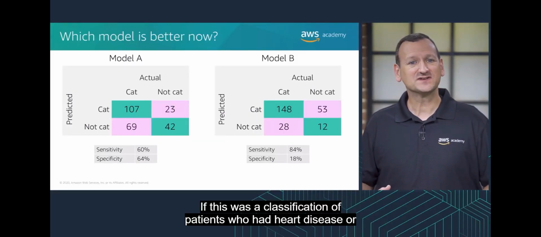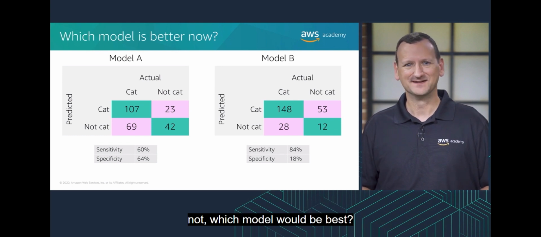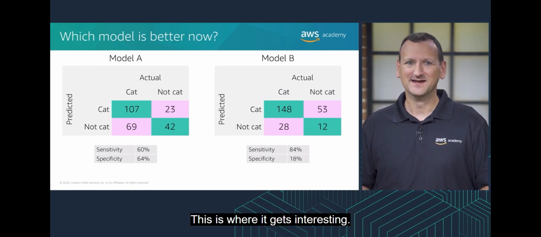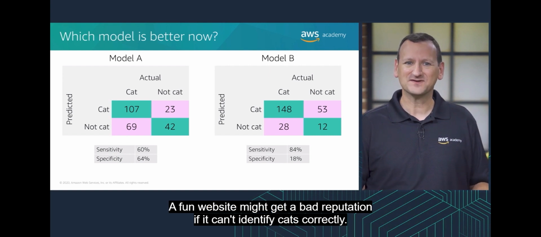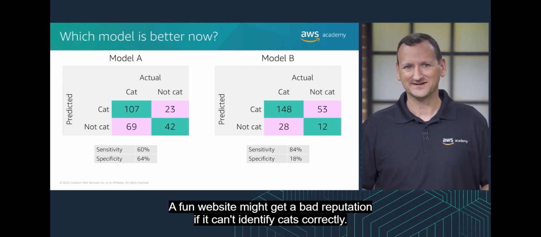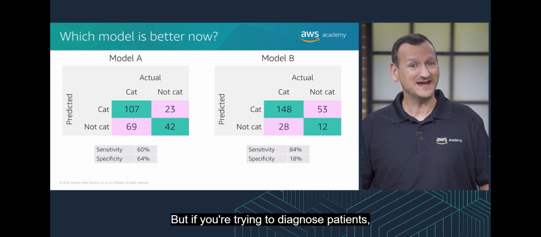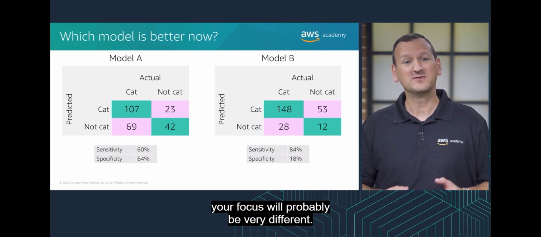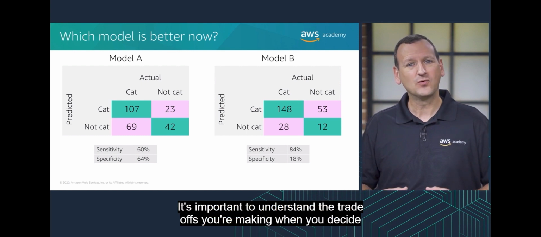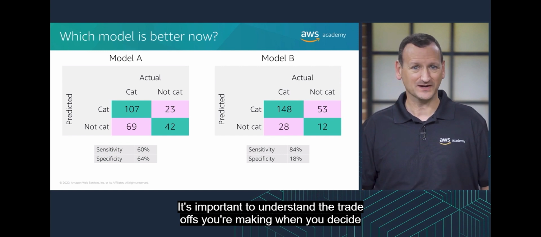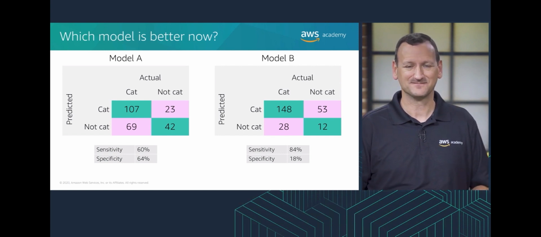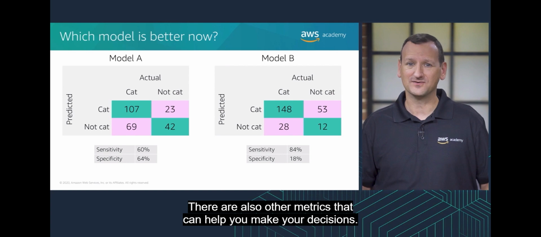If this was a classification of patients who had heart disease or not, which model would be best? This is where it gets interesting. A fun website might get a bad reputation if it can't identify cats correctly. But if you're trying to diagnose patients, your focus will probably be very different. It's important to understand the trade-offs you're making when you decide which model to use. There are also other metrics that can help you make your decisions.